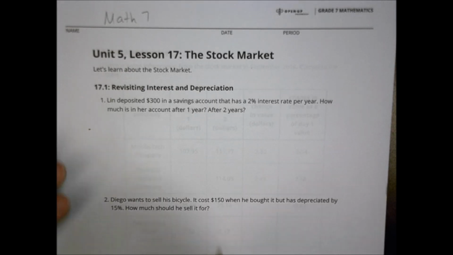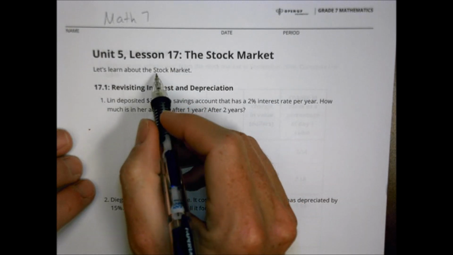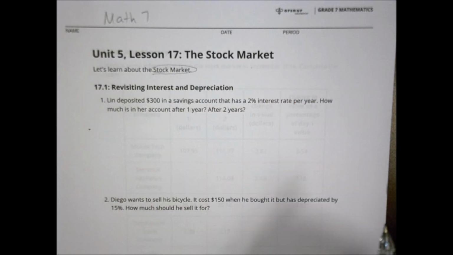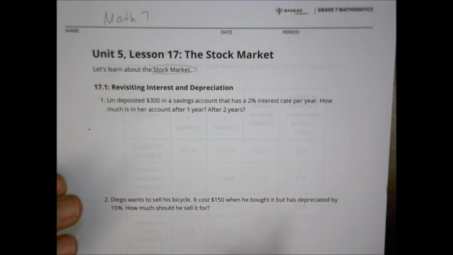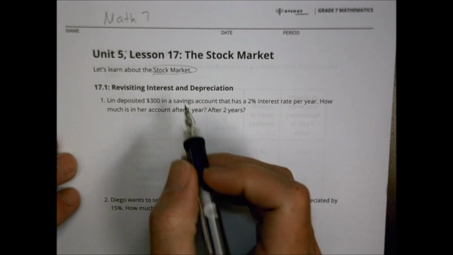Okay, this is Math 7, Unit 5, Lesson 17. This is our last one for this unit, and today we're talking about the stock market, which means we're going to do a lot of practice using some percentages, some changes, going up and down in terms of positive and negative values of dollar amounts, things like that. So just a lot of computation today. It's not so much about a lesson, it's more putting it all together and working through the problems. So let's take a look at these together.